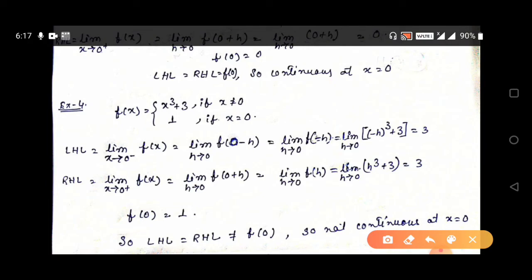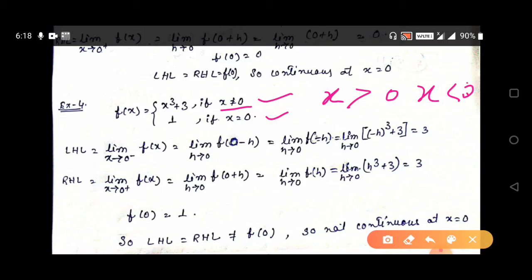So from the question only we can say the right hand limit, left hand limit and the value of the function at the particular point will not be equal, because here we have to show the discontinuity at x equal to 0. So here also the particular point is given, and the function is given with the conditions x is not equal to 0 and x is equal to 0. Whenever x is not equal to 0, that means x can be more than 0, x can be less than 0.